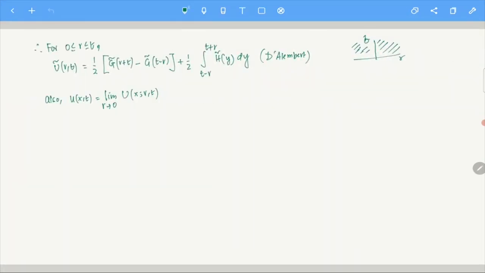So essentially this is true. Okay, now what we are going to do is, you see, U tilde of r, t. That is essentially (1/r)(∂/∂r)^(k-1) of r^(2k-1) capital U of x, r comma t. Clear?